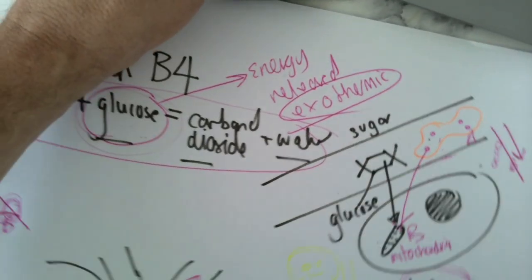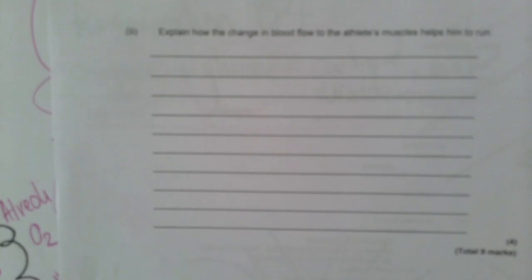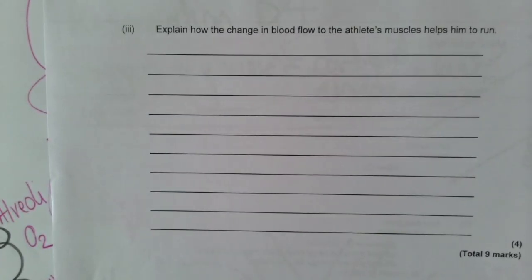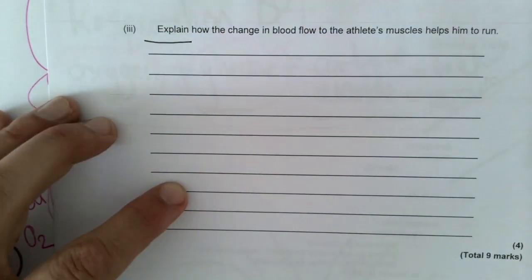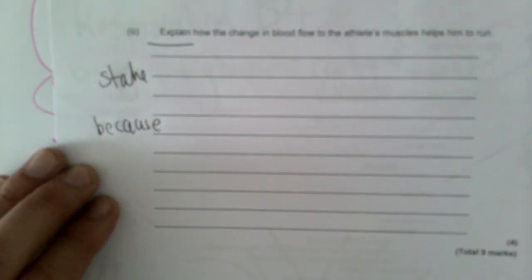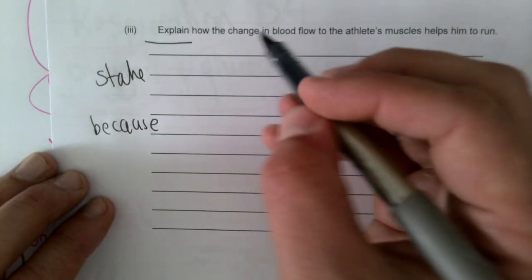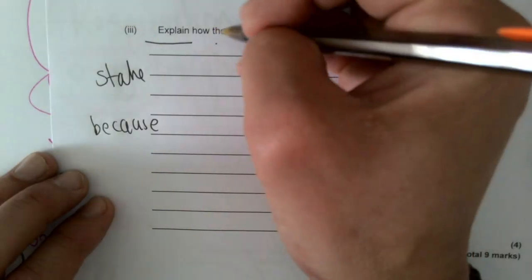So now let's have a look at what a classic question looks like with an extended response. Let's get out the old black pen. Right, first off, explain. What does that mean? Well, we all know that that means state because. So I've got to state something and give a reason for it. Explain how the change in blood flow. So that's my first thing.